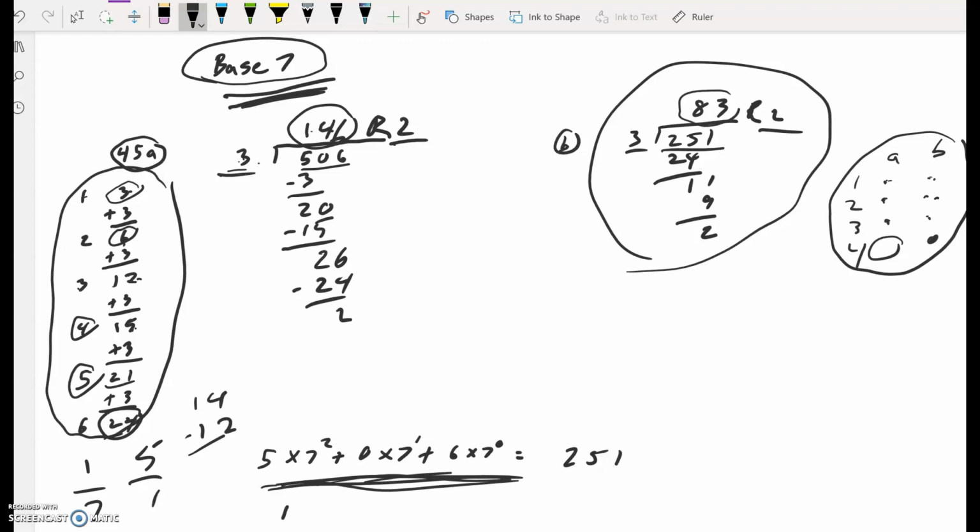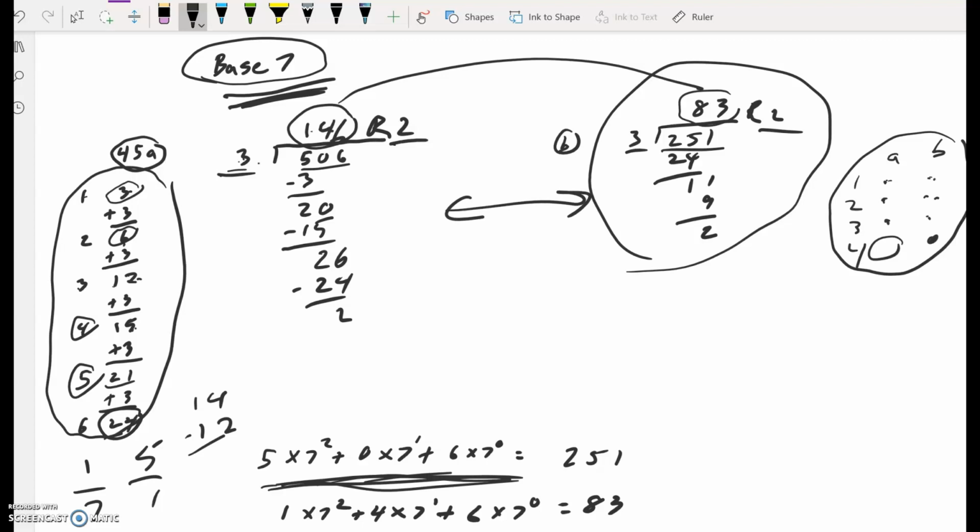So 1 times 7 to the second plus 4 times 7 to the first plus 6 times 7 to the 0. I'm going to do that on my calculator here, and it does equal 83. So this number equals this one. That means these two match. That means we've done good work and we're getting full credit on a tough problem.